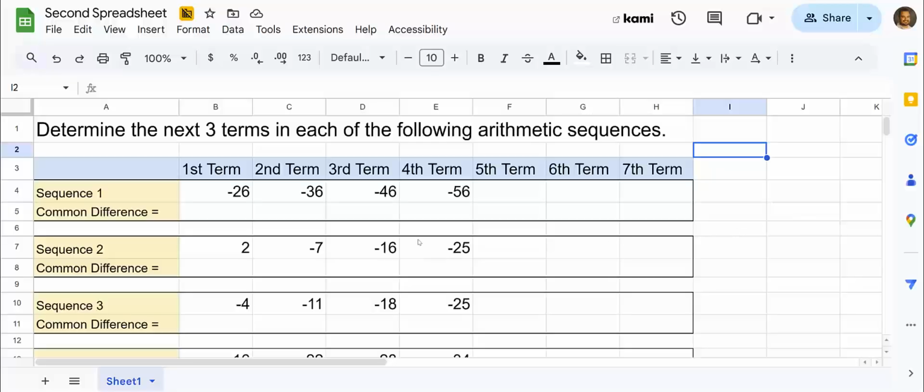Alright, so this little video will help us with our problems for our homework today. Determine the next three terms in each of the following arithmetic sequences. Remember, an arithmetic sequence is a sequence that's adding by the same number every single time.